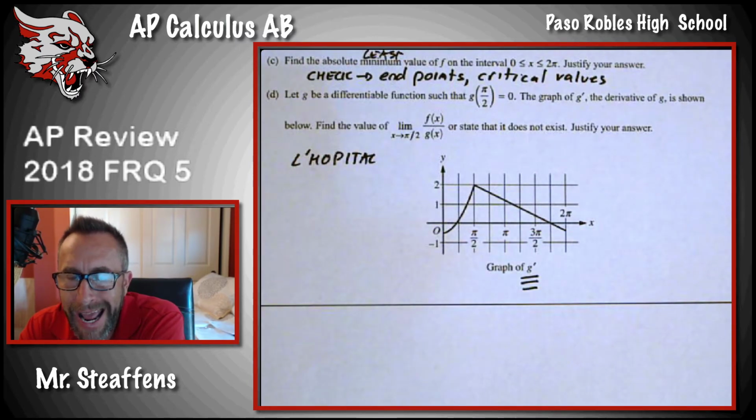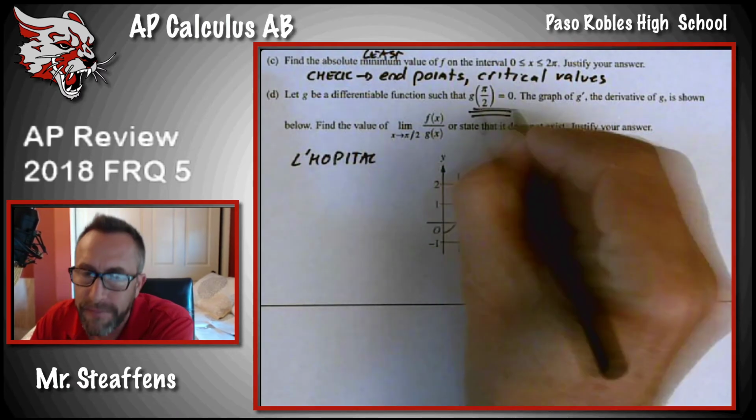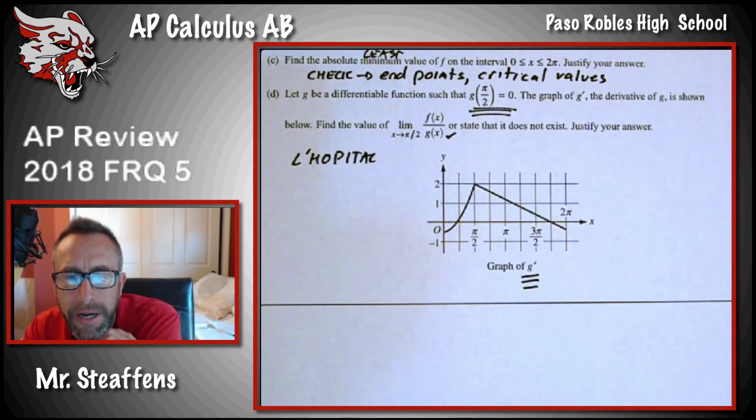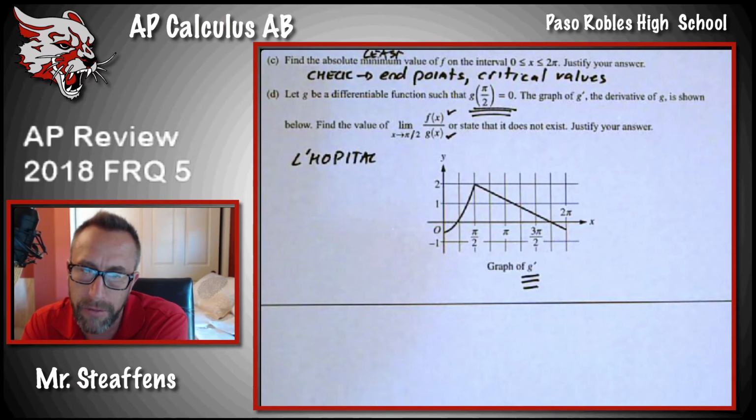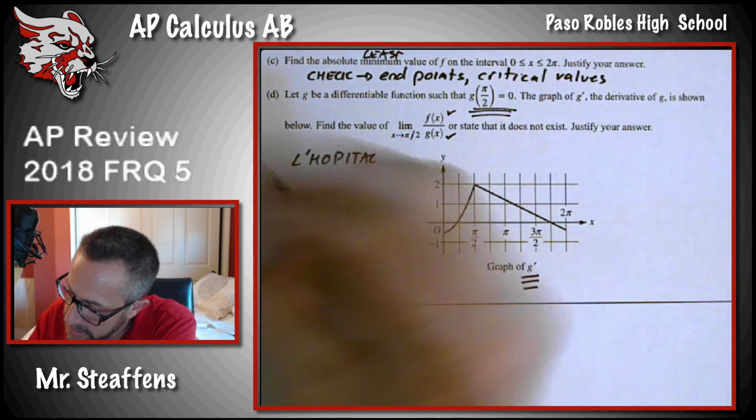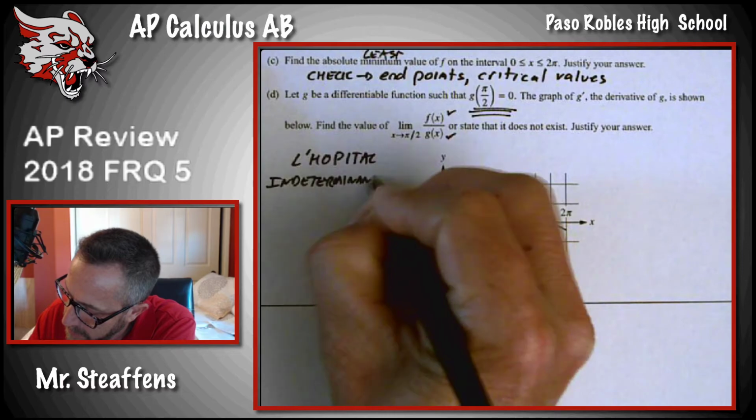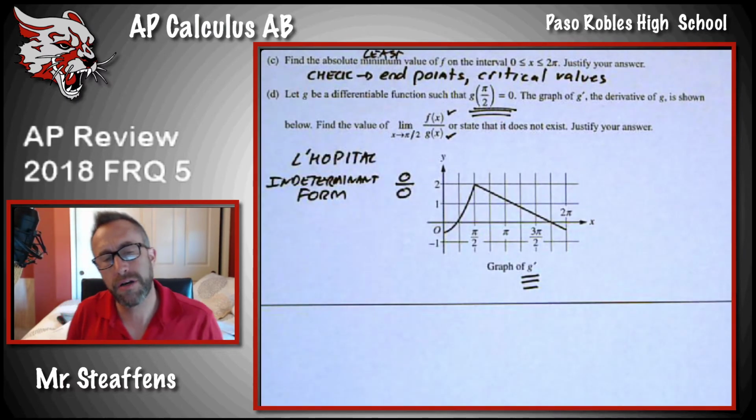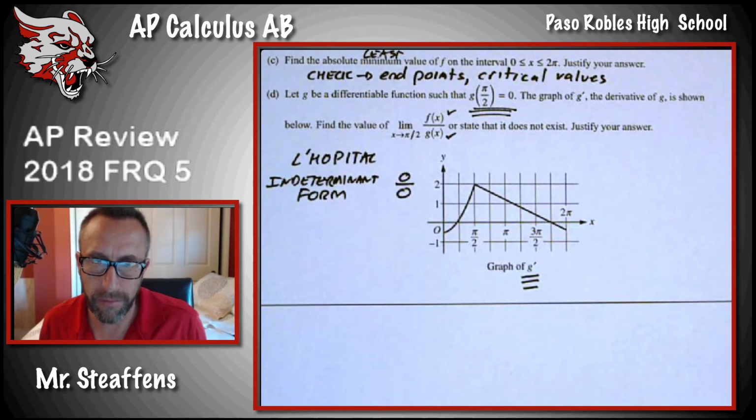All I know is that at pi over 2, they told me it's worth 0, which is perfect. Because if that is worth 0 at pi over 2, then all I have to do is tell you that that is worth 0 at pi over 2, right? Because then I'm going to have that indeterminate form of 0 over 0. So remember, if I want to use L'Hopital's rule, I got to state that I got a differentiable function and it's in indeterminate form. I have to state that. If I don't state that, I don't get points.